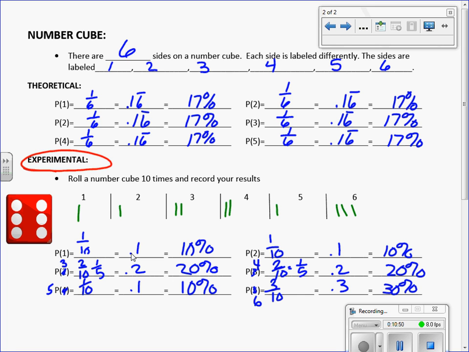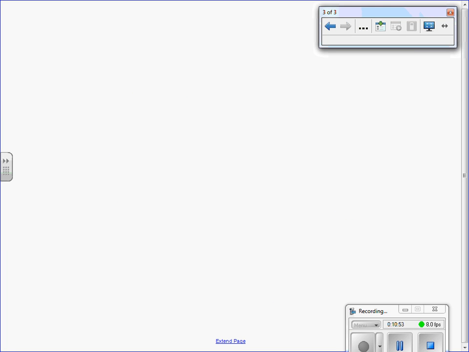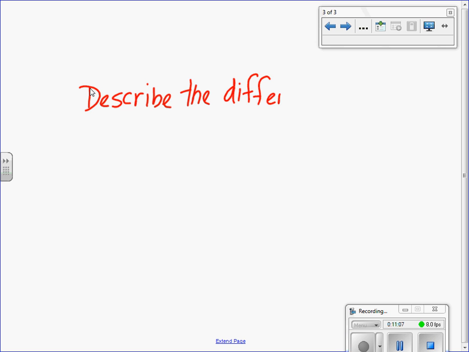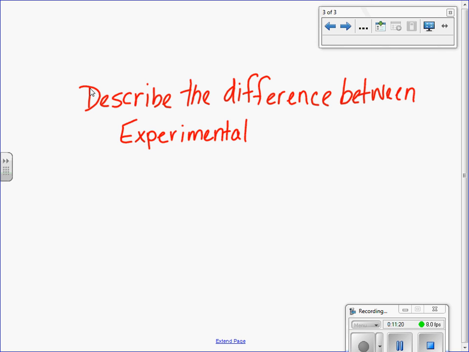So this is what I'd like you to do on the back of your notes. On the back of your notes, what I want you to do is to describe the difference between experimental and theoretical probability.